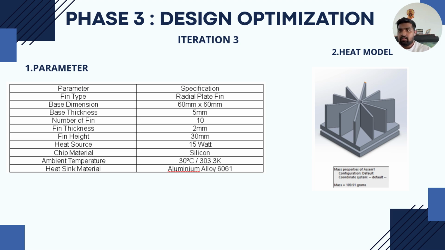Besides that, the thermal simulation was run comparing this radial fin against the previous cross-cut fin. We expected better performance in natural convection due to the radial layout. Radial fin improved airflow from all directions, with a specification of 60 by 60 mm base, 10 fins, 2 mm, 30 mm, aluminium 6061. The setup is a 15 watt silicon chip at 30 ambient, with a model of 109.9 grams built in SolidWorks. As well, the thermal simulation is better compared to iteration 1 and 2.